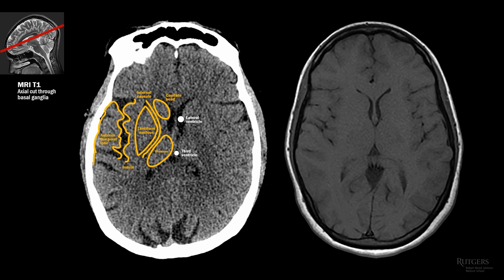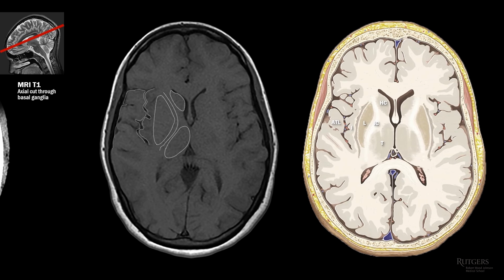Now, can you identify those structures on a T1 image? Head of caudate, thalamus, internal capsule, lentiform nucleus, insula, and anterior temporal lobe. Here's an illustration.